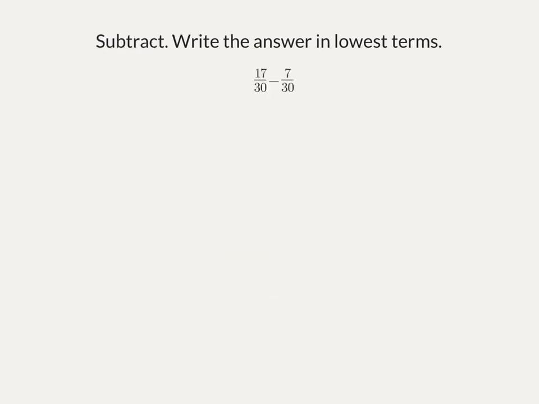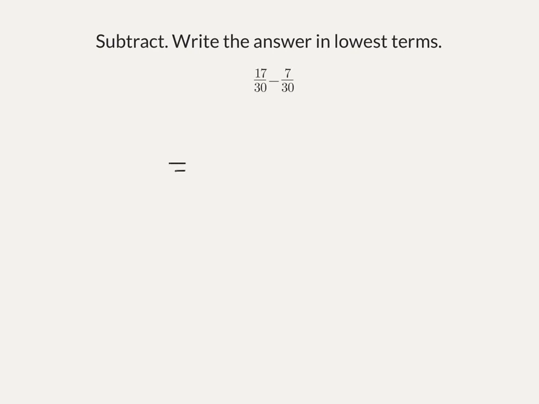Subtract. Write the answer in lowest terms. Here we have 17 over 30 minus 7 over 30. Again, in order to add or subtract fractions, we want to have the same denominator. Here we do have the same denominator. Each fraction has a denominator of 30.